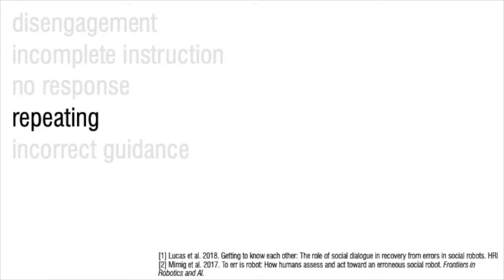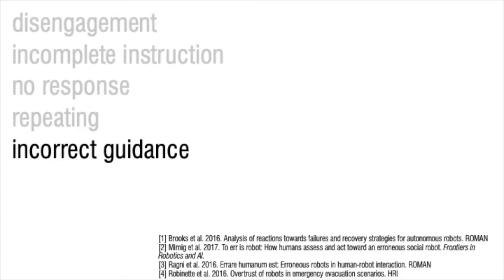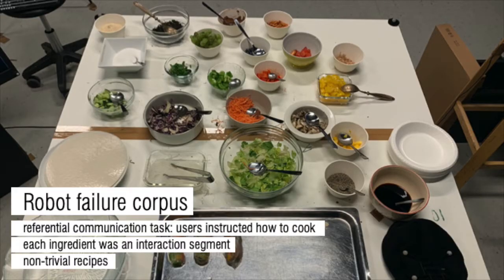In this failure, the robot repeats a previous statement by asking the user to perform again the previous instruction. And finally, in this failure, the robot produces an erroneous instruction by asking the user to pick up a non-existing object. Using the failures above, we asked human users in this corpus to engage in a referential communication task.